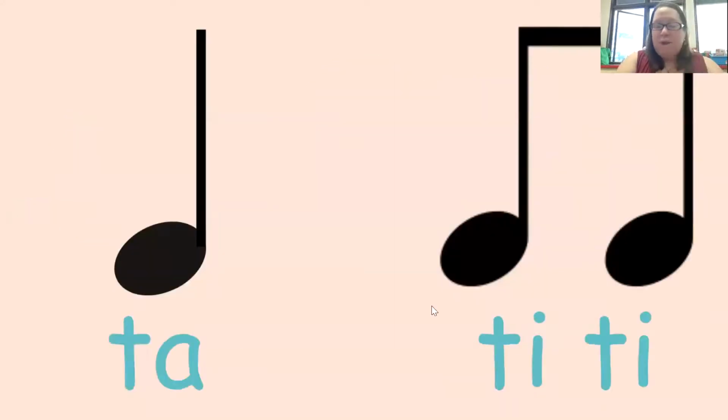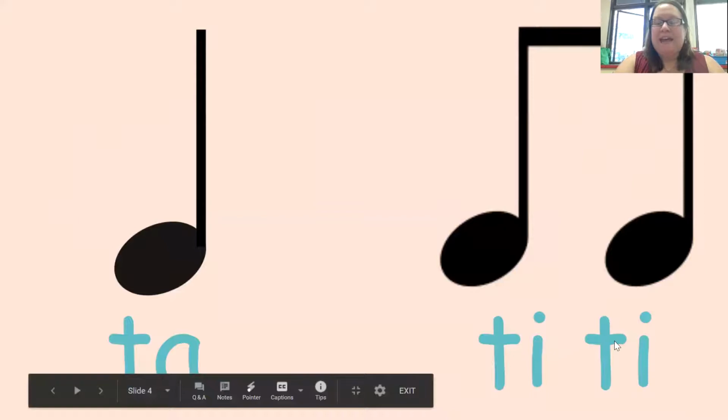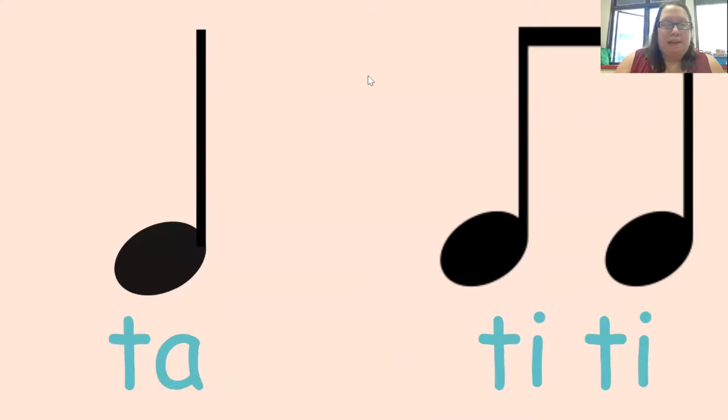But then we move from a steady beat and we add something called rhythm. I'm going to move me over here. And that means for rhythm, we can change what's happening. Instead of doing the same thing, we can make it different. We can go. We can make different sounds with rhythm.